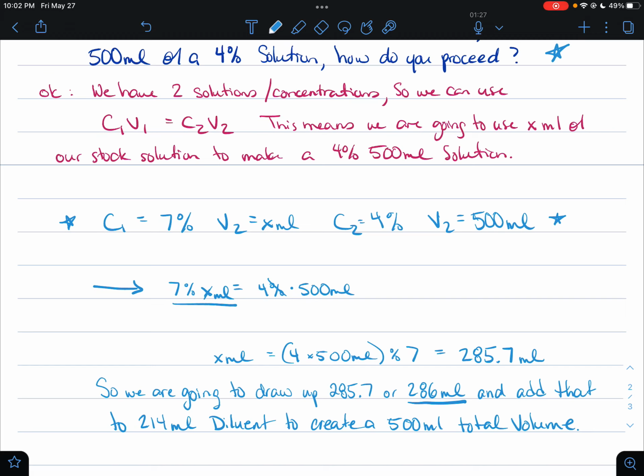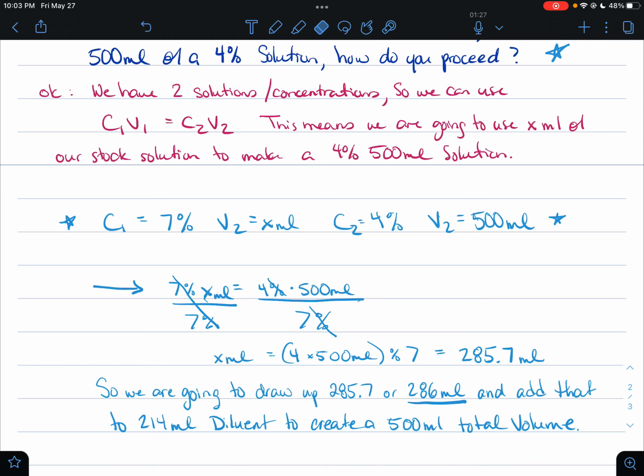So we'll get rid of the 7% on this side so that we can have X by itself, and put it on the other side here, because whatever we do to one side of the equation, we have to do to the other side of the equation. Now we have percentage in our numerator and our denominator, so we can cross out those percentages. So we're going to be left with mils, and that's what we're going to be finding out. So X mils equals 4 times 500, divided by 7.